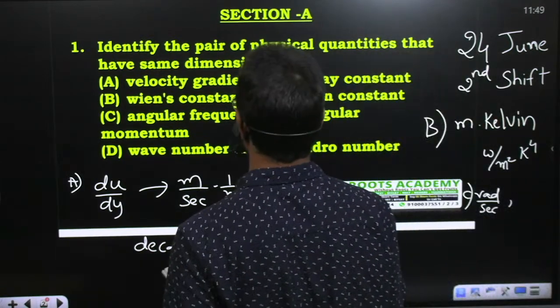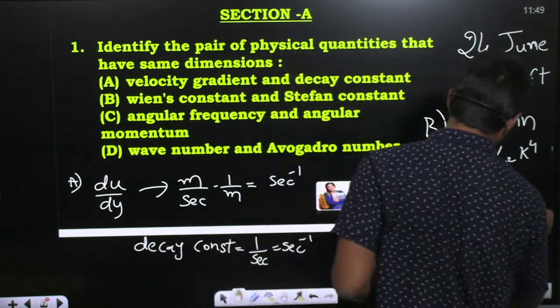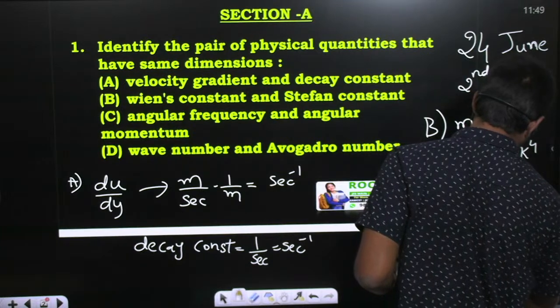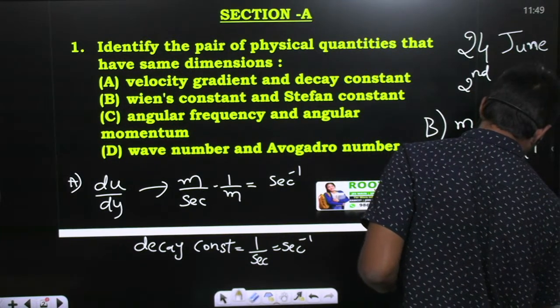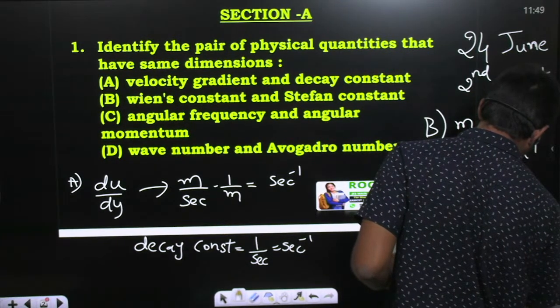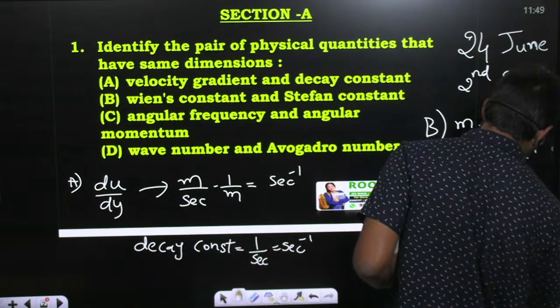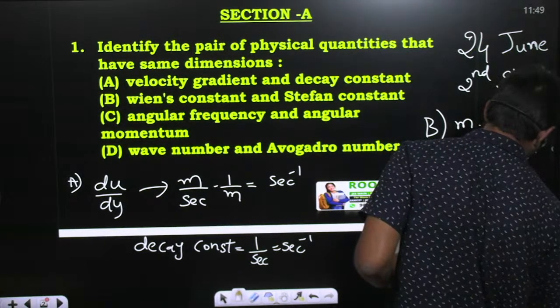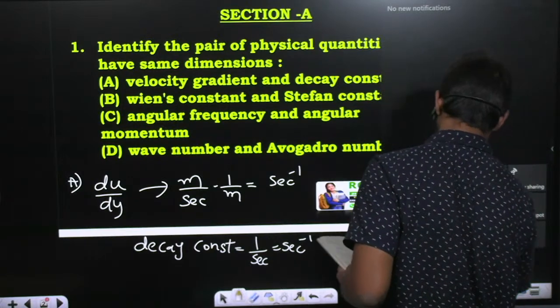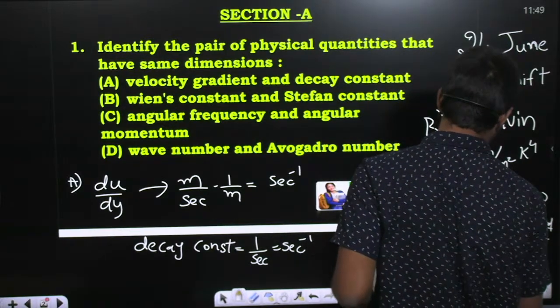Then how about angular momentum? This is nothing but I omega. How do we get I? I is equal to m r square. So it is m L square omega, radians per second. We can make out that it is not the option.